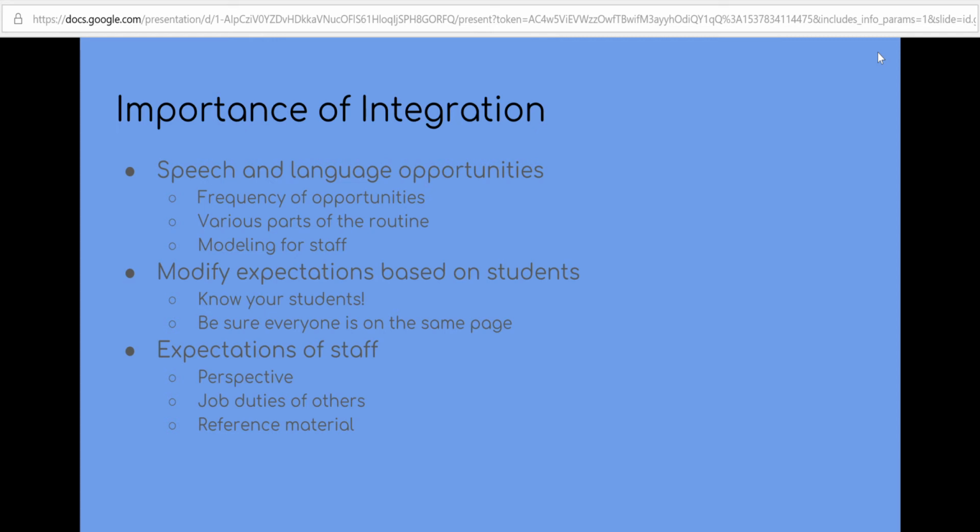We are not working with students every single day they are in the classroom. And because of this, we need to make sure the staff are able to carry over our strategies and work with the students on their communication skills when we are not there.